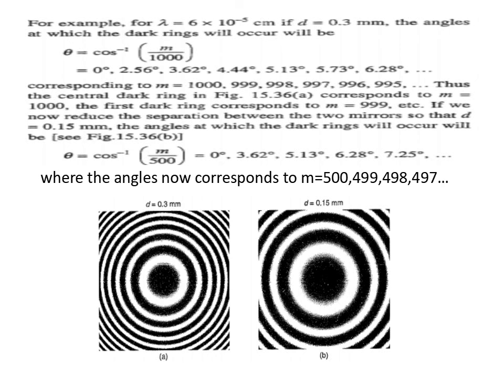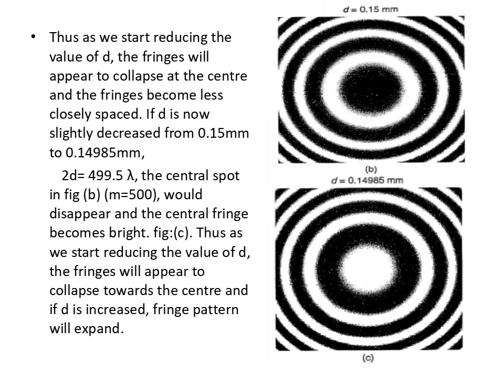So the difference between the two figures A and B is that when we start reducing the value of d, the fringes will appear to collapse at the center and the fringes become less closely spaced, right? So we have seen that when we start reducing the value of d, the fringes collapse at the center and become less closely spaced.